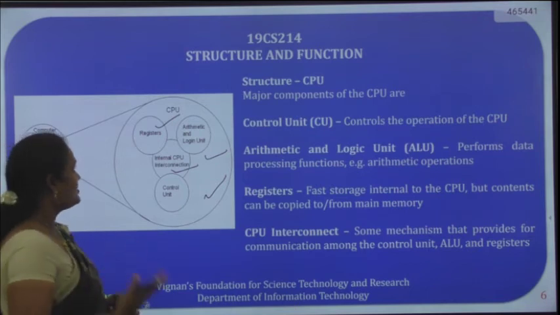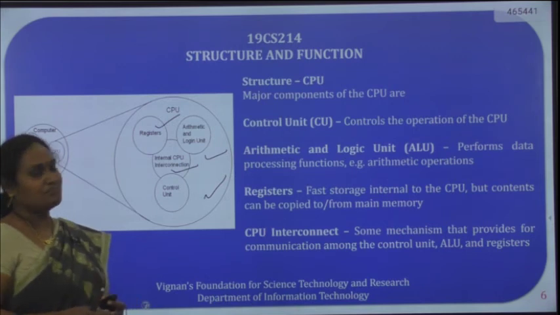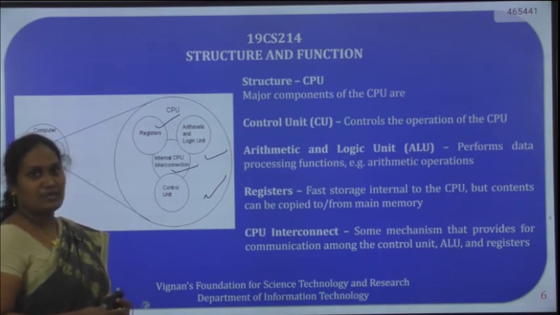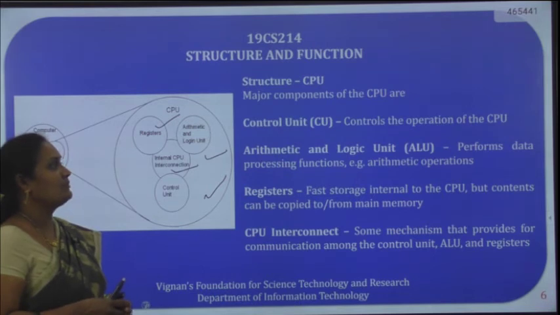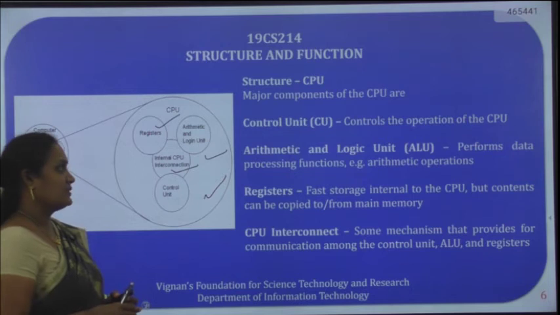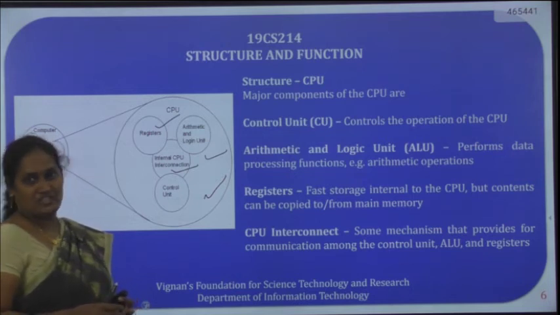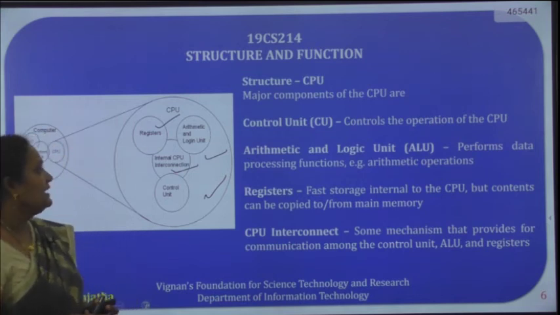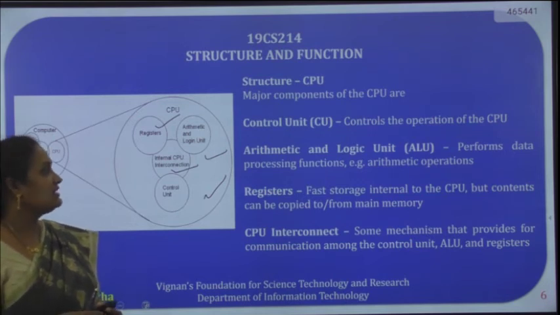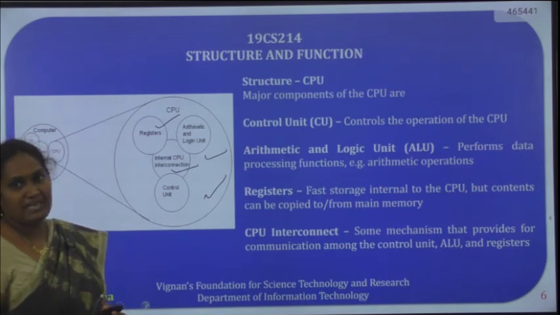Now, what about the functionalities of these components? Coming to the control unit, it is used to control the operation of the processor by providing sequencing logic. Now, the arithmetic and logic unit performs data processing actions such as arithmetic operations, logical operations, shift operations, like that. Registers are used as fast storage internal to the CPU, but contents can be copied to or from main memory.